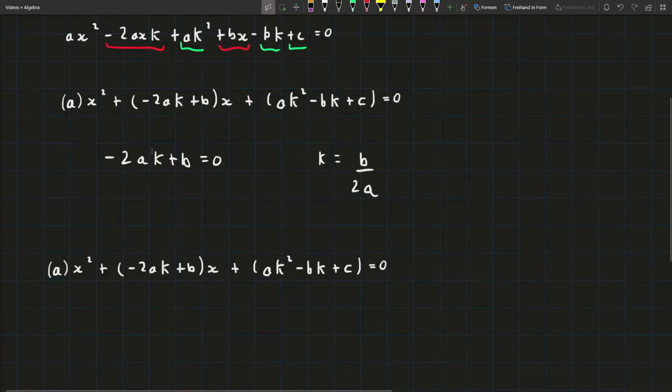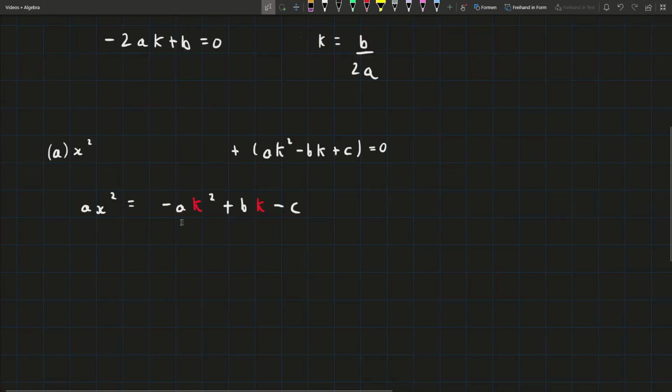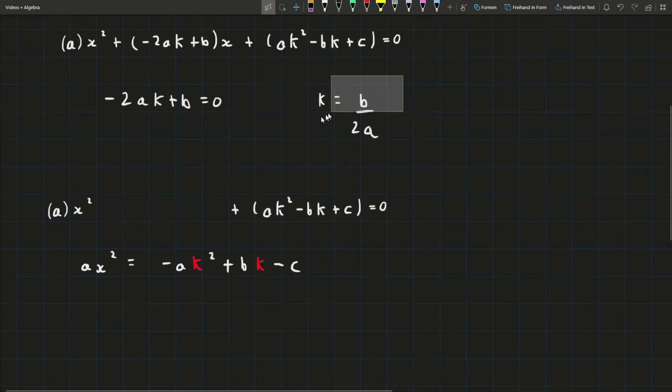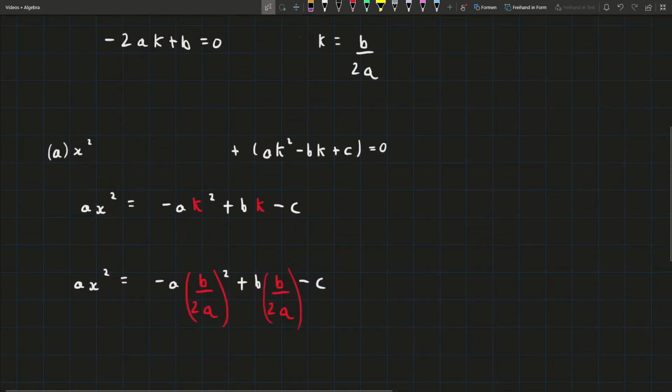So if minus 2ak plus b is equal to 0, that means that this term is gone. And we know what this k is, because we know that k is equal to this. And then we can just solve for x, which is quite nice. So solving for x, you can see we get this, and we know what to replace these k's with, because we were able to solve for k earlier. So we can replace the k with that, and then we can expand it out, and we get this.